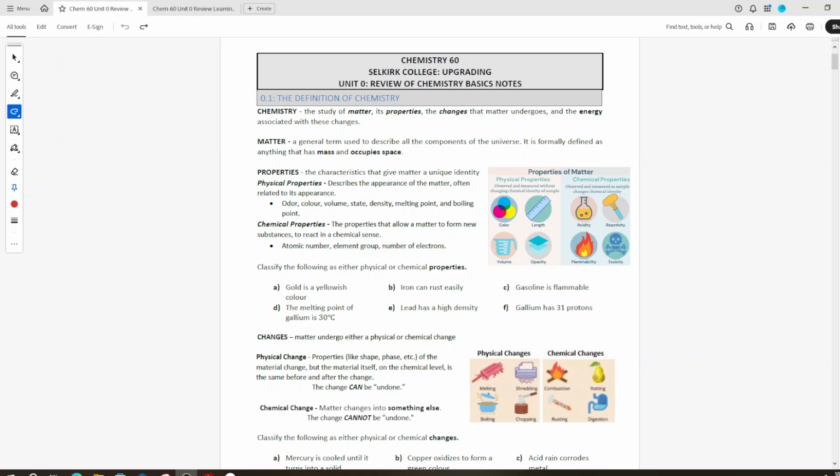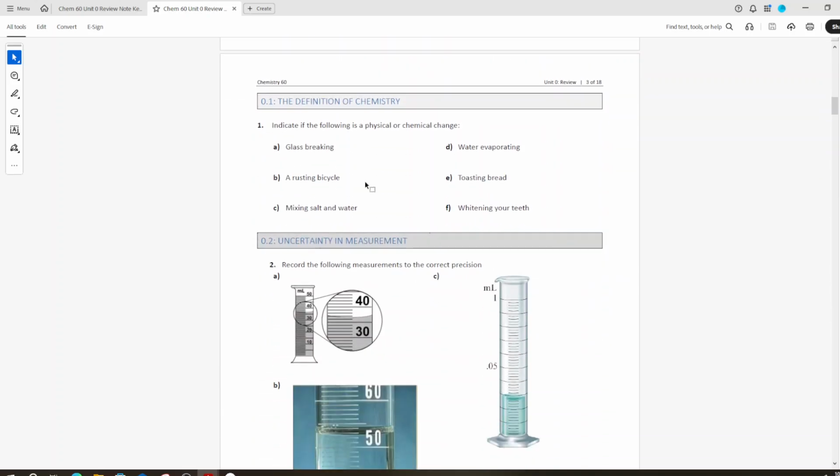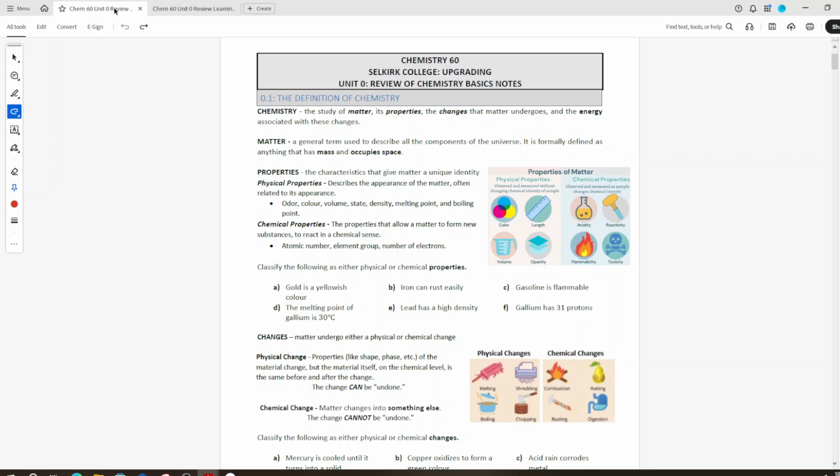And so we're going to start with section 0.1. I'm going to talk through this section, and then when I finish, you'll go to the learning assessment, to the section also titled 0.1, and you'll just do these quick questions. The way that these videos are designed is you learn a little bit, you try a little bit. So here we go. 0.1 is just the definition of chemistry.